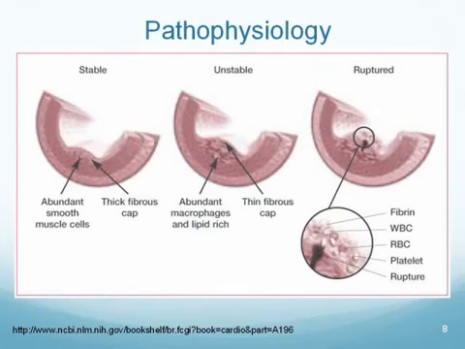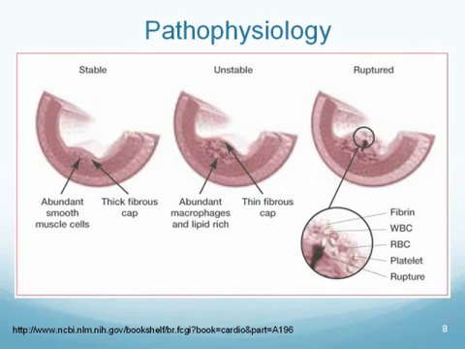So this slide just demonstrates in a diagram or picture what we're talking about. On the left-hand side of the slide, we show a lesion that is described as stable, and so the patient may have signs of ischemia, chronic exertional angina, when they exercise and the heart is working harder and requires more oxygen. But at rest, the lesion is stable and has a thick fibrous cap.